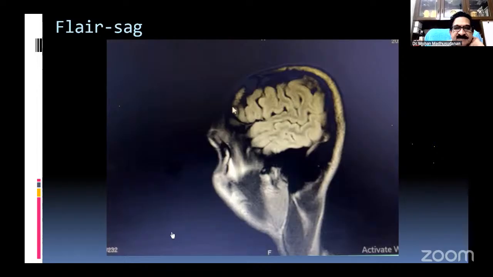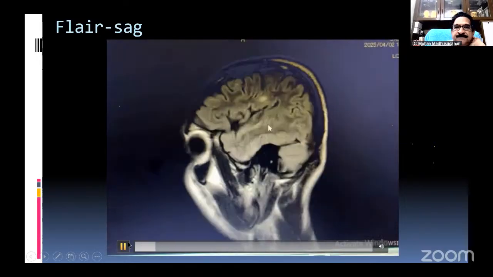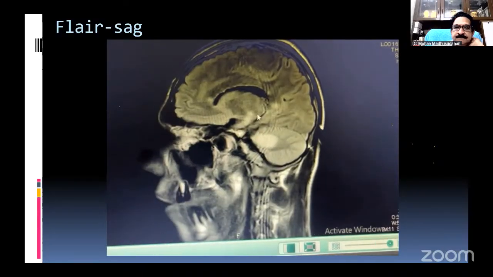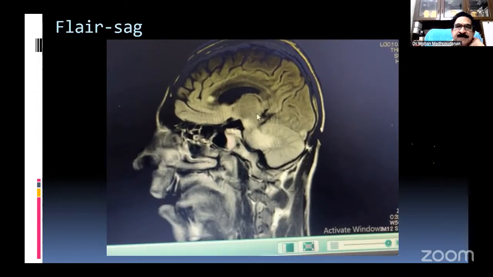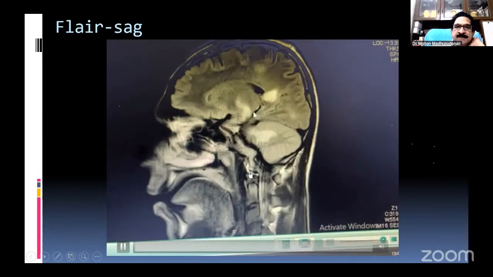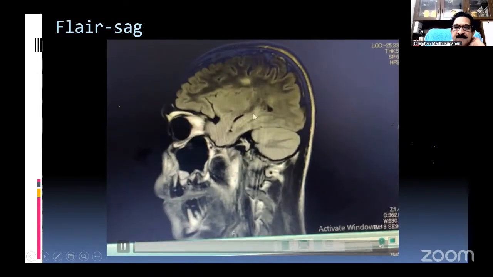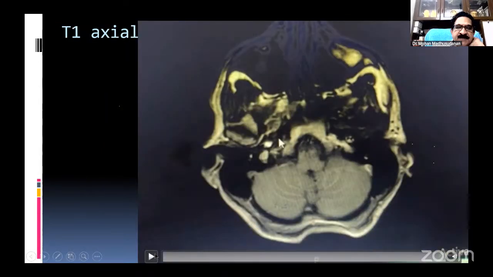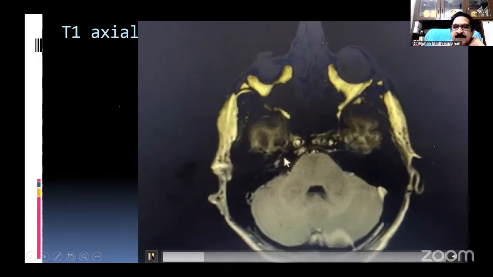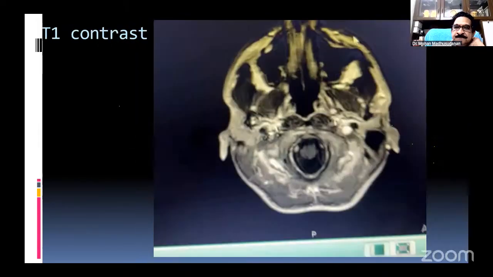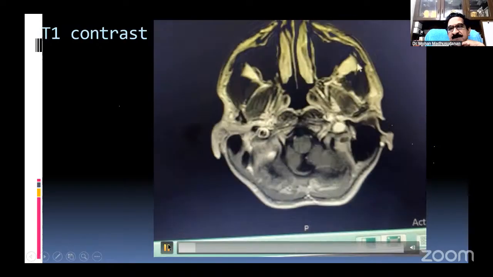This is the FLAIR sagittal. Anterior part of the corpus callosum, splenium of the corpus callosum, thalamus, MCP. This is the T1 weighted, which is non-contributory. It shows hypodensity in the same areas which are affected. And this is the T1 contrast, which they have done. But these lesions were not contrast enhancing.